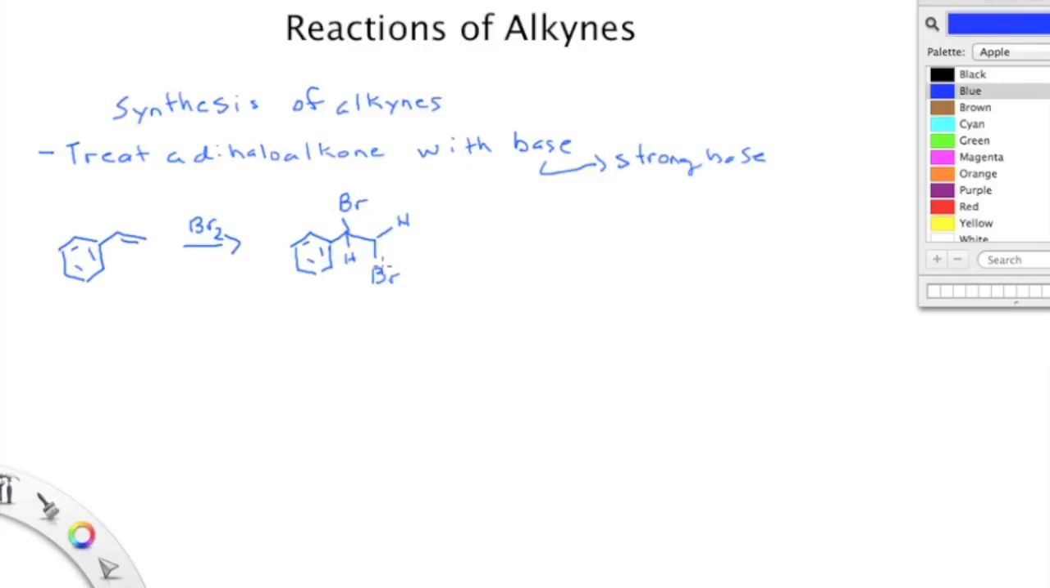And so now the next thing that you can do to prepare the alkyne is treat this with a strong base. So we treat this, say, with potassium hydroxide. And we force this to undergo an elimination reaction. And so what you need to note is that we're going to eliminate this hydrogen right here, right?